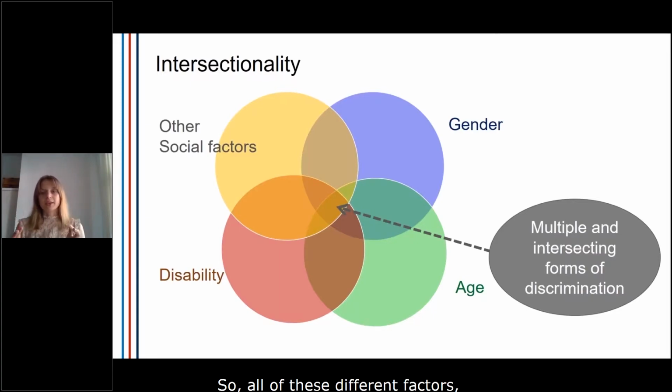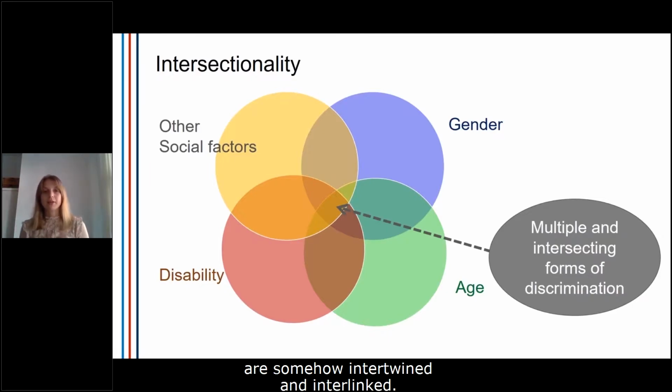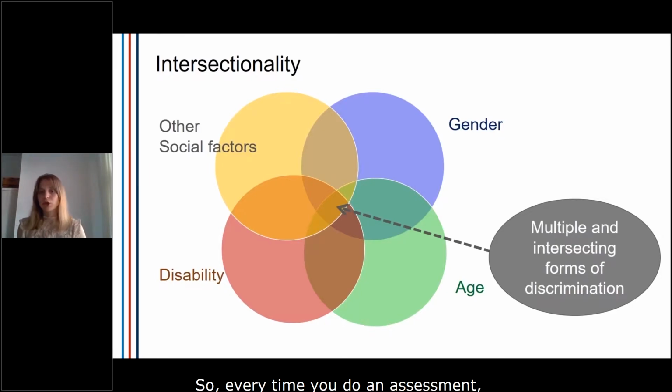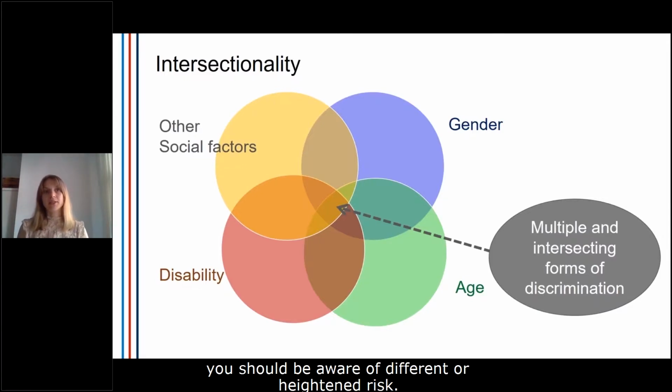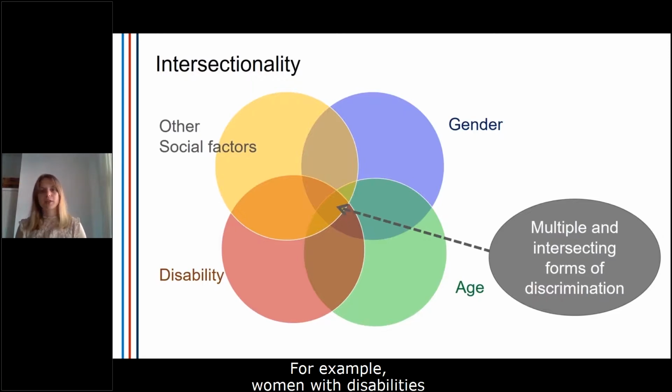So all of these different factors are somehow intertwined and interlinked. So every time you do an assessment, you should be aware of different or heightened risk, for example, women with disabilities who are at higher risk of facing sexual violence, or higher risk for older people with disabilities, or those who are of low socioeconomic status. So being aware of these factors which are intertwined and interlinked, these can create multiple and intersecting forms of discrimination, which you should really take into account.